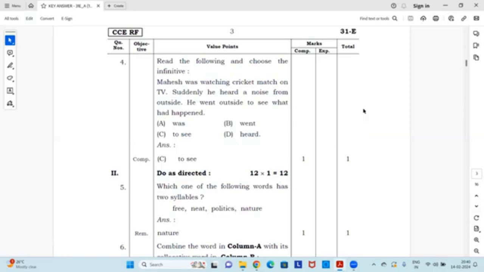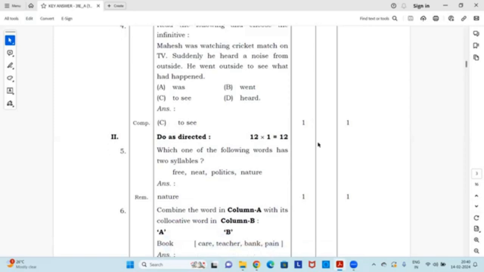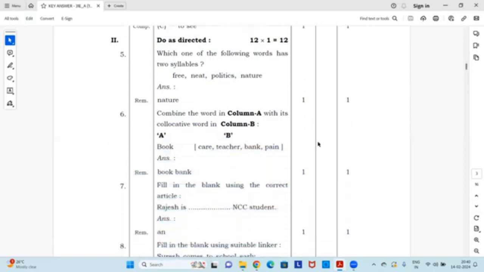So let's see the options. Was, went, to see, or heard. So yes, we have the option to see here. To see, the word to followed by the verb see. So this will be the answer. Option C is the right answer, to see. Next, second main, do as directed. 12 questions are there. Let's see quickly.